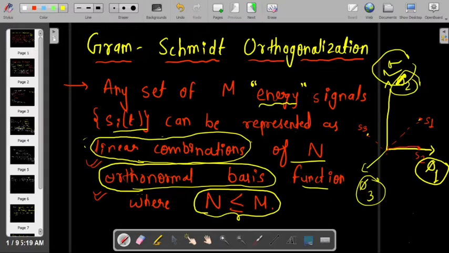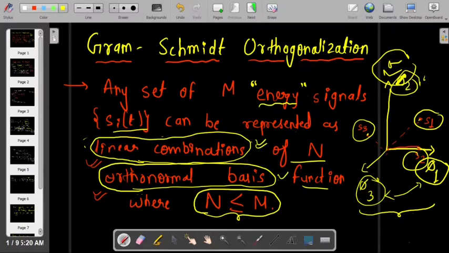So we can see that this is just an arbitrary example, okay, don't search anywhere for the proof of this. Let's say we have three signals s1, s2 and s3, then they can be represented as a linear combination of three orthonormal basis functions phi1, phi2 and phi3. So what is this linear combination, and what is this orthonormal basis function? All this we'll be discussing thoroughly.